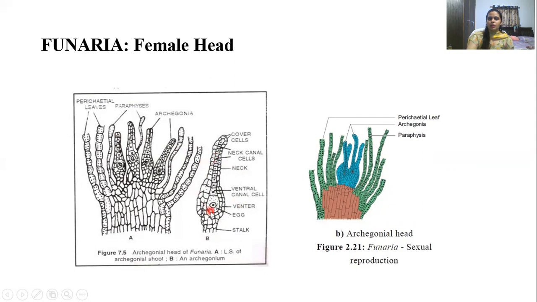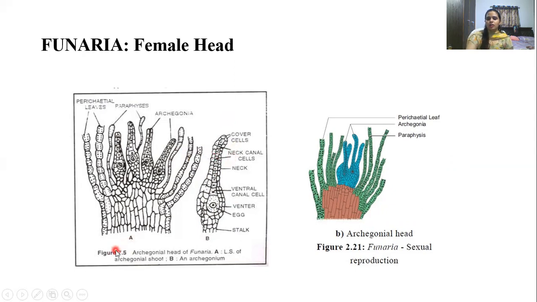And this is the elongated structure of the archegonium. The archegonium again consists of a multicellular stalk. Above it consists of the venter portion, which consists of a large egg, and above that it consists of vertical rows of cells, and in the middle it consists of the neck canal cells. These neck canal cells are surrounded by 6 vertical rows of cells.